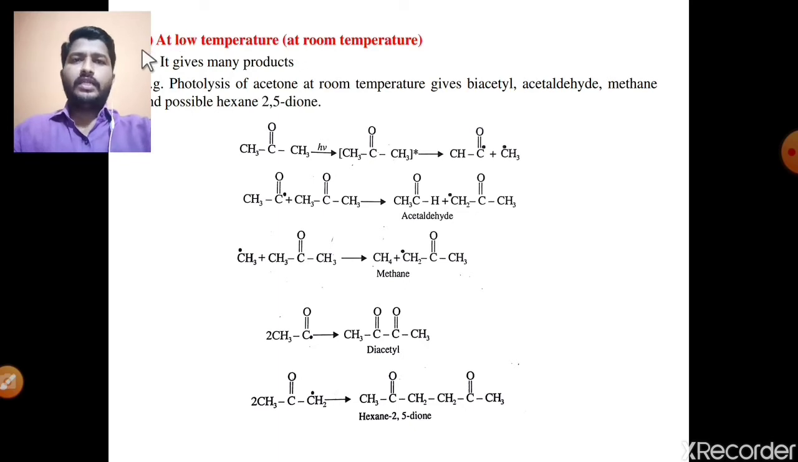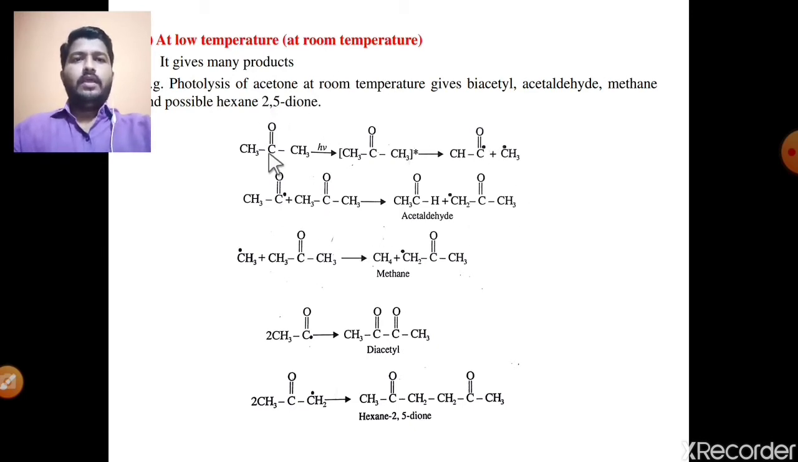See the second temperature condition, at a low temperature, meaning room temperature. At a low temperature it gives many products. The photolysis of the acetone molecule at room temperature gives biacetyl as the first product, acetaldehyde as the second product, methane as the third product, and possibly hexane-2,5-dione. At a low temperature, it gives so many products.